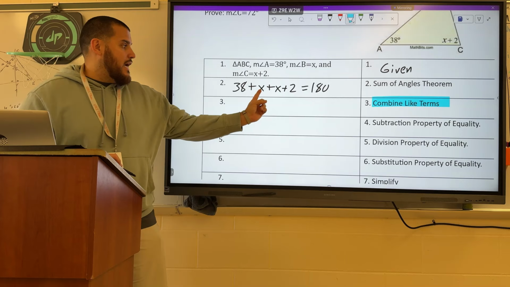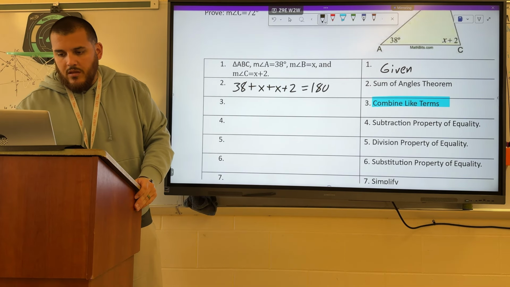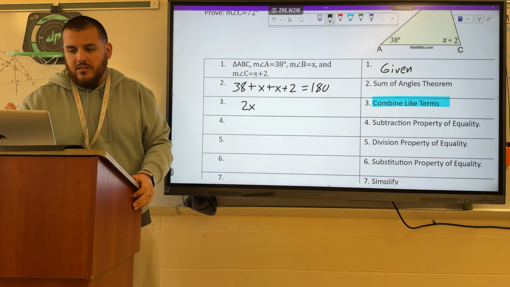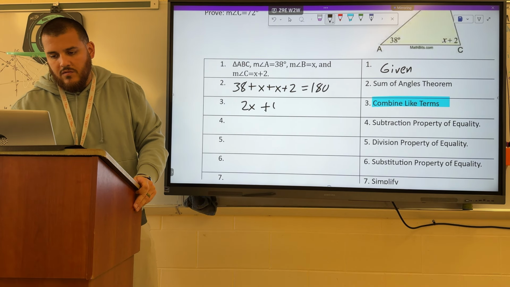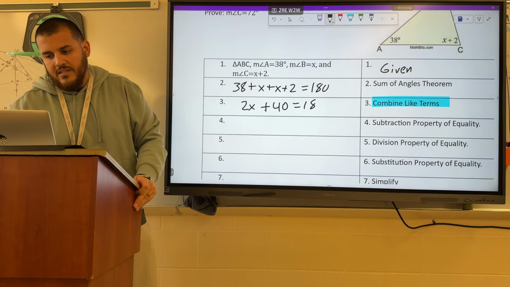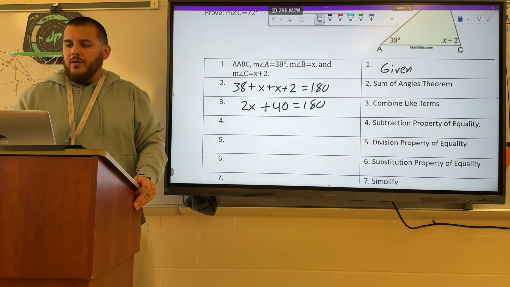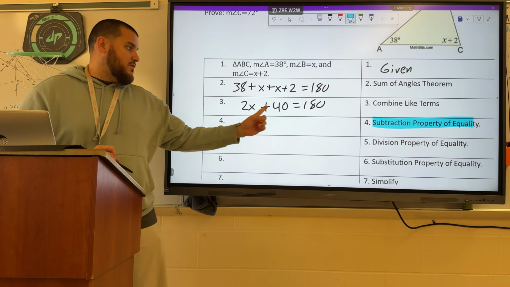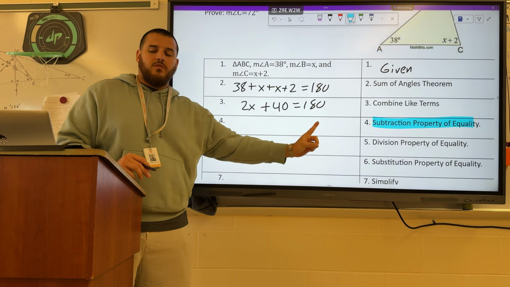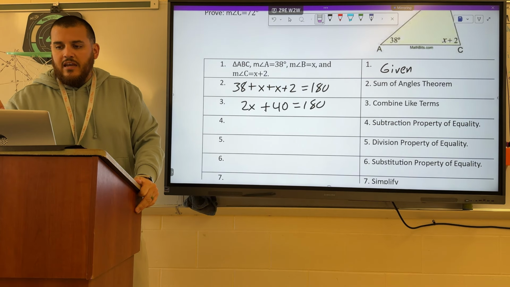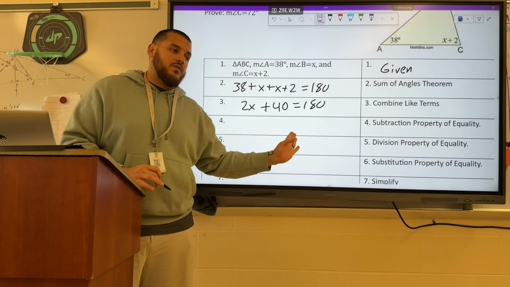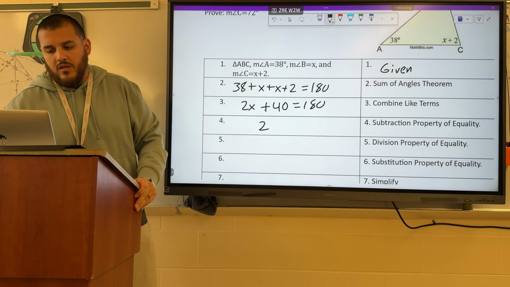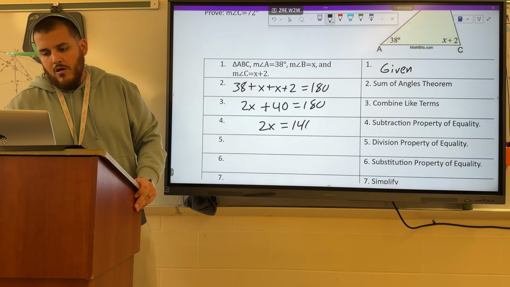For example, we have X plus X. That gives me 2X's, right? We have 38 and 2. Those are like terms. Those combine to give me positive 40. That's combining our like terms. Our next statement must be true because we subtracted. So the thing that I can subtract there is the 40. If I want 2X alone, I can subtract 40 on both sides. And if I do that, I subtract 40 on the left, the 40s cancel. If I subtract 40 on the right, I would get 140. So my result would be 2X equals 140.